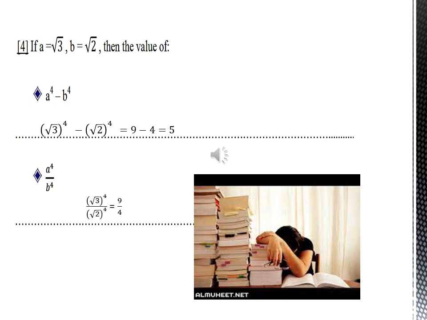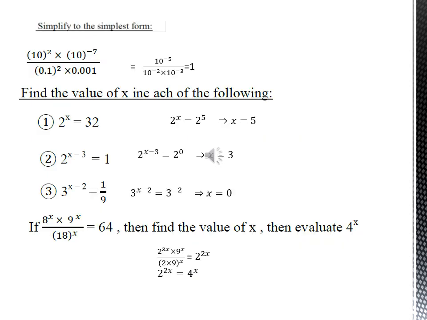In the same way, a to the power 4 over b to the power 4 will become square root of 3 all to the power 4 over square root of 2 all to the power 4. It will become 9 over 4. In these kinds of questions, when we have decimal numbers, we must return these decimal numbers to powers of 10. Then it will become 10 to the power negative 5 over 10 to the power negative 2 times 10 to the power negative 3, and after we simplify, it will become 1.